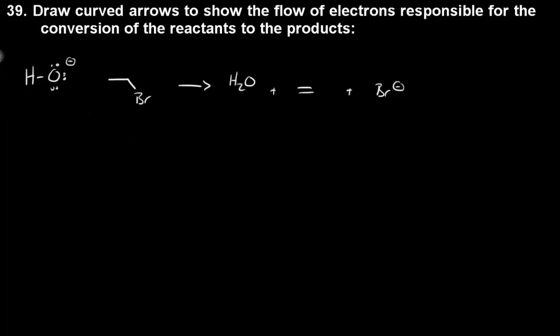Okay, so moving on to question 39: draw curved arrows to show the flow of electrons responsible for the conversion of the reactants to the products. And the way that your book draws it, it draws it a little bit more explicitly, but this is another way to think about the reactants and the products. So this might be a way that I could give this to you on an exam.